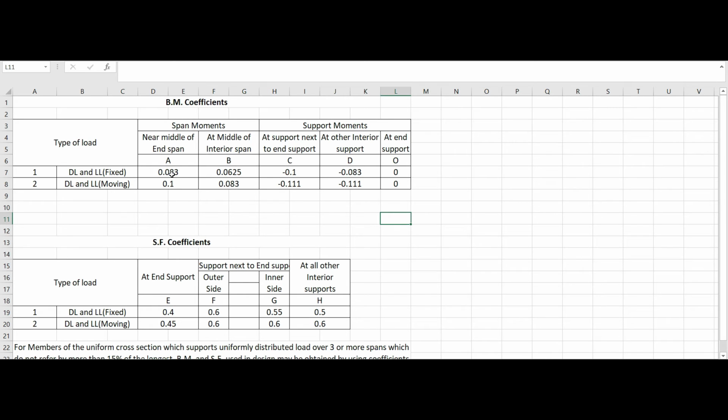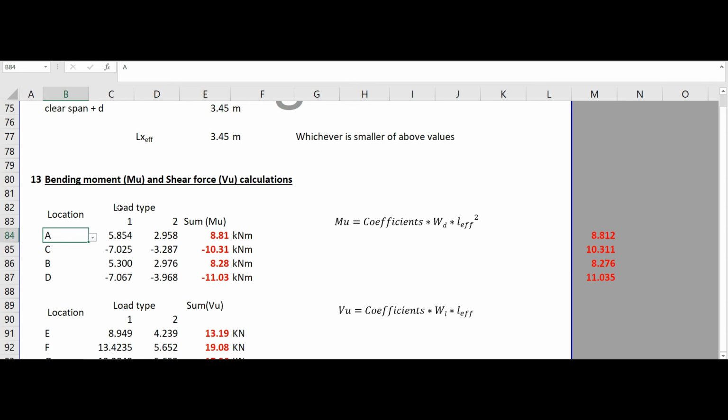For example, if we want to calculate the bending moment due to dead load, we will use the coefficient of 0.083. Here, let me explain one value. Now we will use the VLOOKUP function to directly trace the values of the respective coefficients.